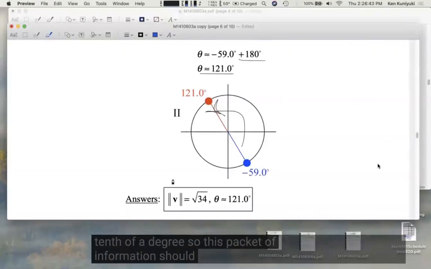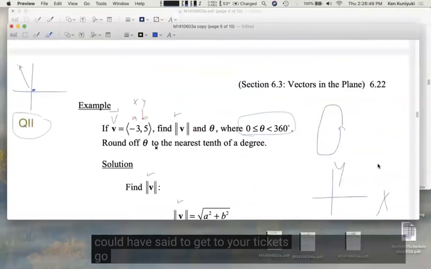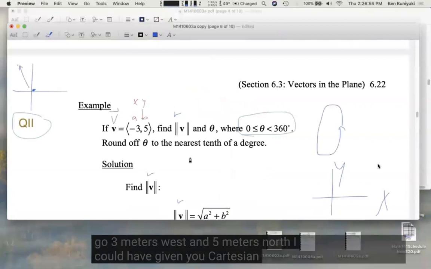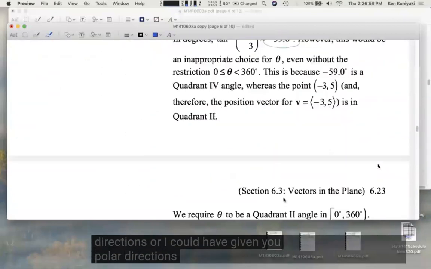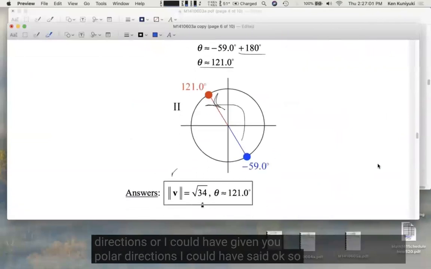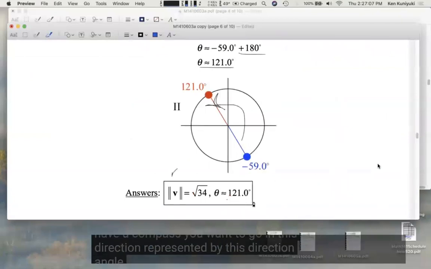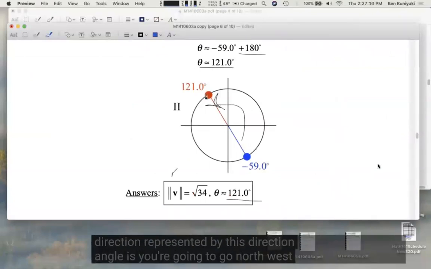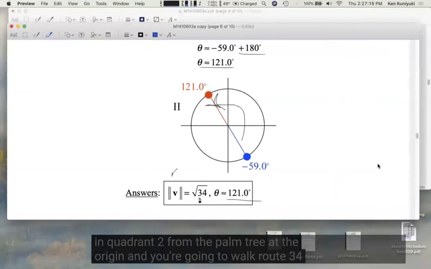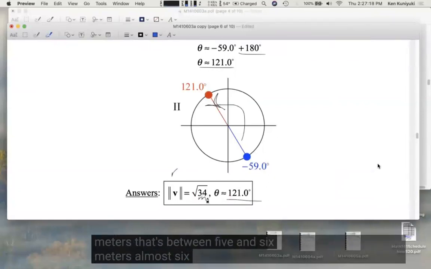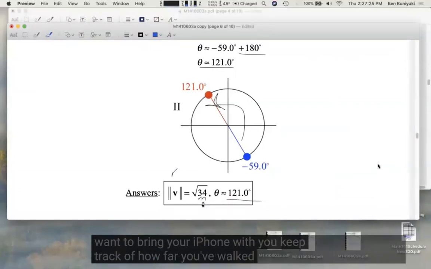So this packet of information should be enough. I could have said, to get to your tickets, go 3 meters west and 5 meters north. I could have given you Cartesian directions, or I could have given you polar directions. If you have a compass, you want to go in this direction, represented by this direction angle. You're going to go northwest in quadrant two from the palm tree at the origin, and you're going to walk root 34 meters. That's between 5 and 6 meters, almost 6 meters. So you might want to bring your iPhone with you, keep track of how far you've walked.